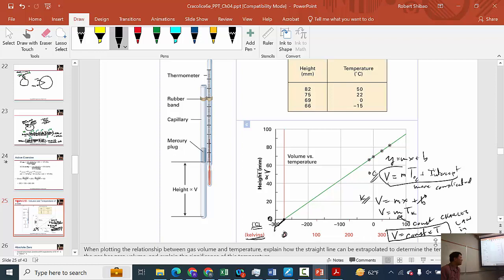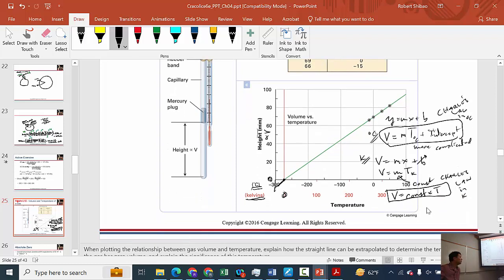Up here, this is Charles' law in Celsius. Which one's easier? Charles' law in Kelvin or Charles' law in Celsius? Yeah, in Kelvin, because we don't have to worry about this intercept term, which is for the offset in the zeros. Here, the zeros are the same. This is one form of Charles' law.